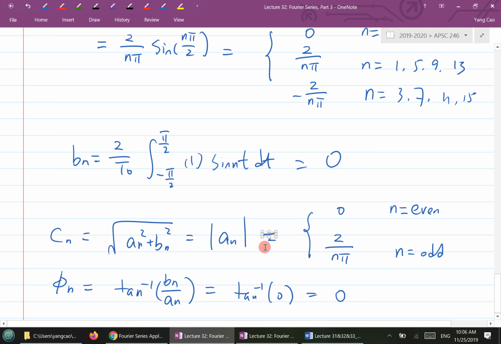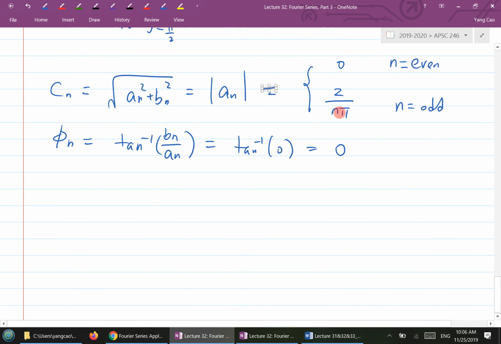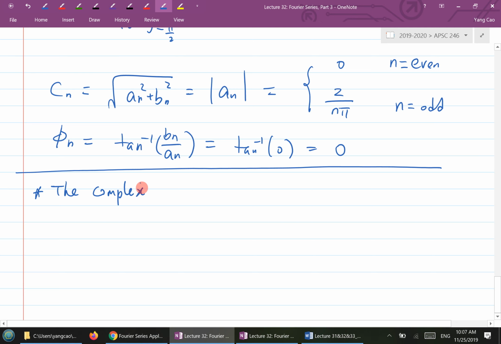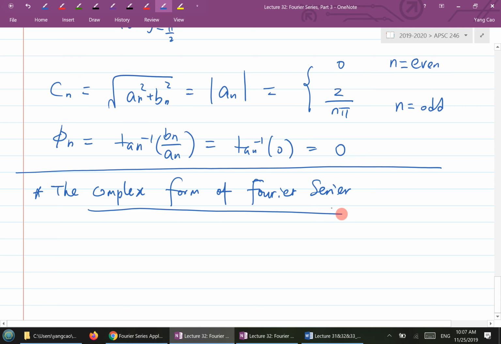We've got two different formats to describe Fourier series. One is the traditional format, and the other one is the so-called compact form. And the last type of format we're going to take a look at is called the complex form of Fourier series. This form of Fourier series is sometimes also called the exponential Fourier series.